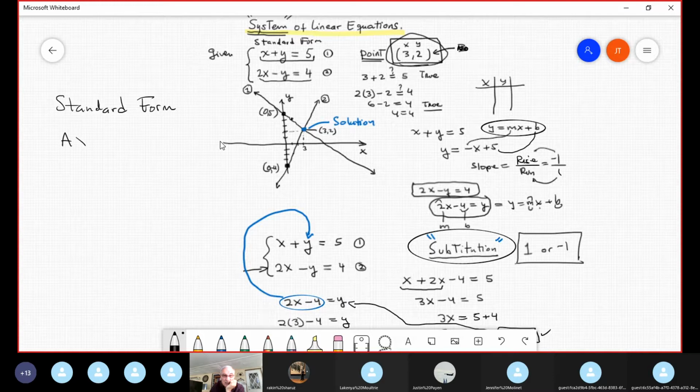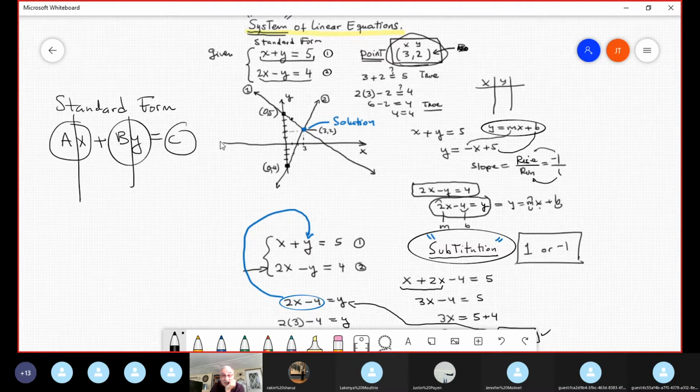Remember, it's something like that: ax plus by equals c. So in the first column, you write the x part. In the second column, the y part. And after, in the right hand side, the number. This is the typical format.